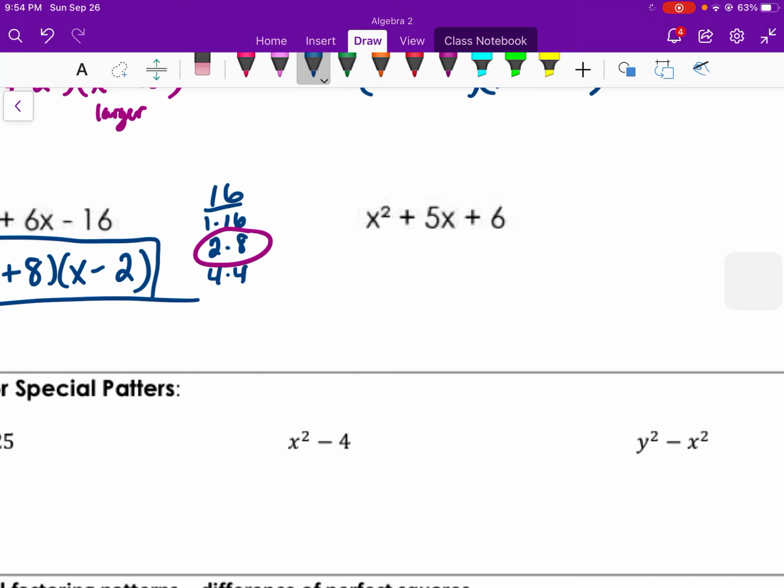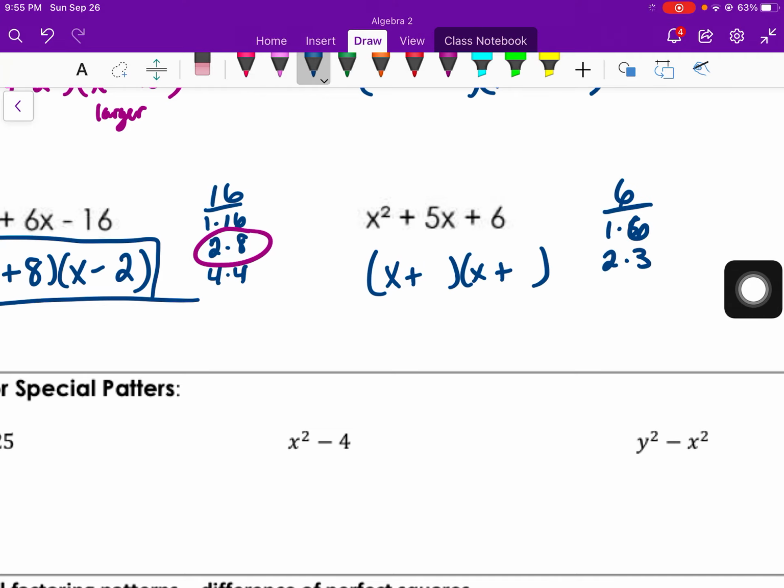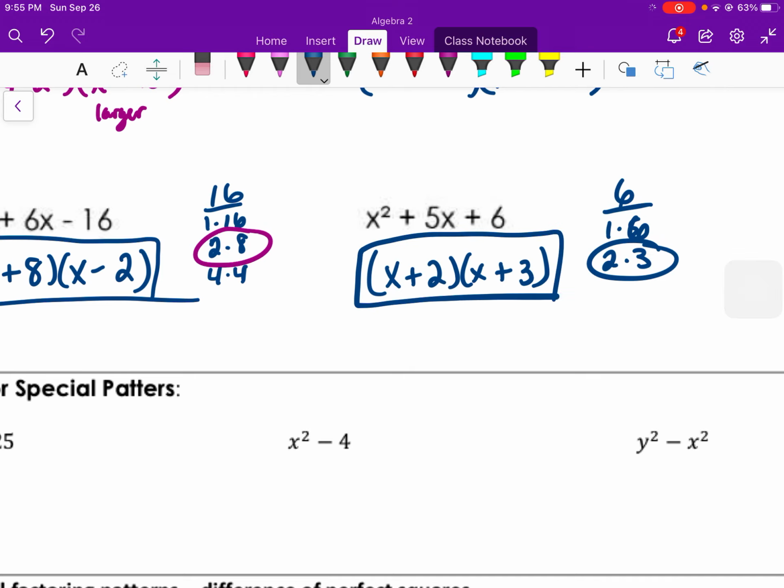All right, and the last one, it's positive in the middle, so you're going to have two positive ones. Multiplies to 6, adds up to 5. You could either do 1 and 6 or 2 and 3. You have to use 2 and 3, and they're going to both be positive. So x plus 2 and x plus 3.